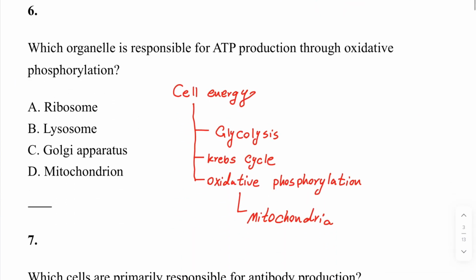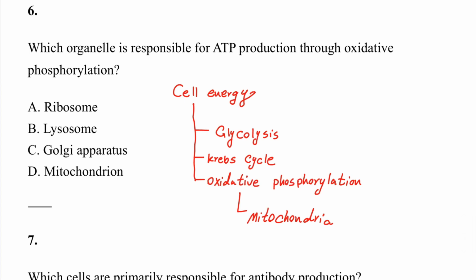So, number 6. Which organelle is responsible for ATP, or adenosine triphosphate, production through oxidative phosphorylation? A. Ribosome. B. Lysosome. C. Golgi apparatus. Or D. Mitochondrion. So, every cell needs energy in the form of ATP.